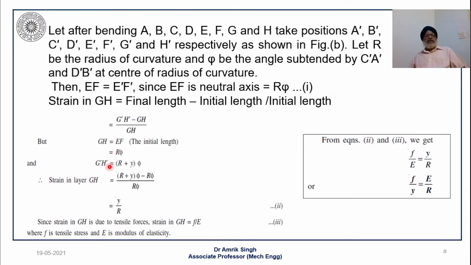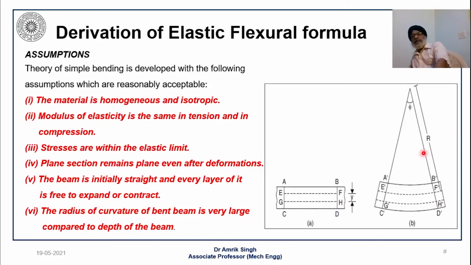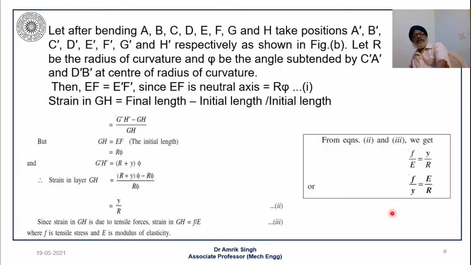So this can be written from the first equation as equal to R into phi. So G'H' is equal to (R plus Y) into phi. If you see this figure, it is R plus Y into phi. This is G'H', arc upon radius.